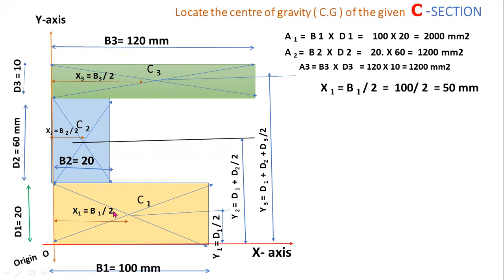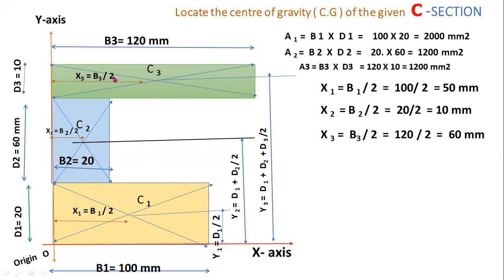Now x1 equals b1 by 2, b1 equals 100, so 100 by 2 equals 50 mm, and x2 equals b2 by 2, b2 equals 20, so 20 by 2 equals 10 mm, and x3 equals b3 by 2, b3 equals 120 mm, so 120 by 2 equals 60 mm. So x1, x2, x3 are the distances of centroids C1, C2, C3 from the y-axis.